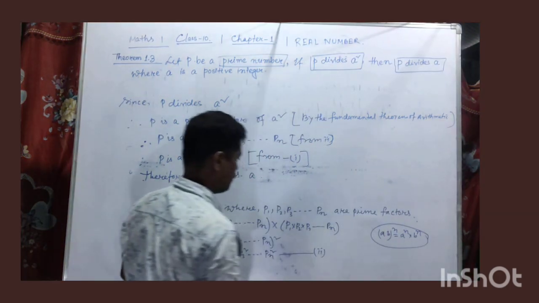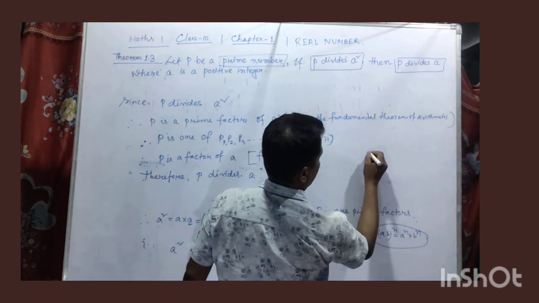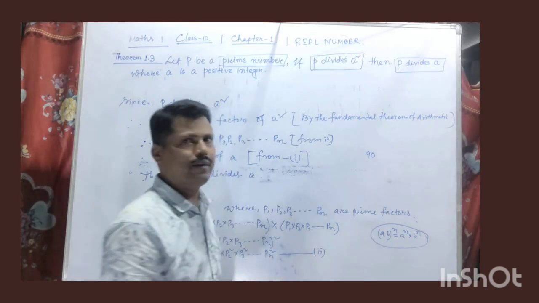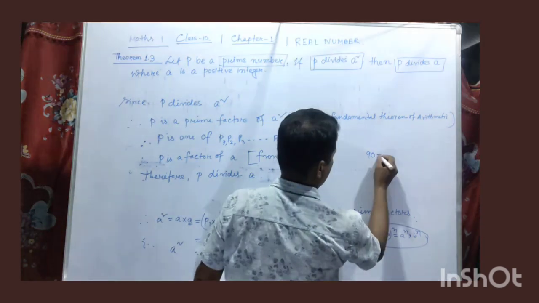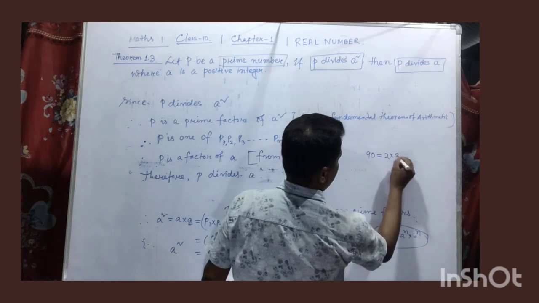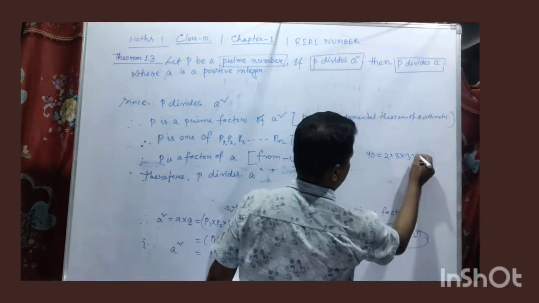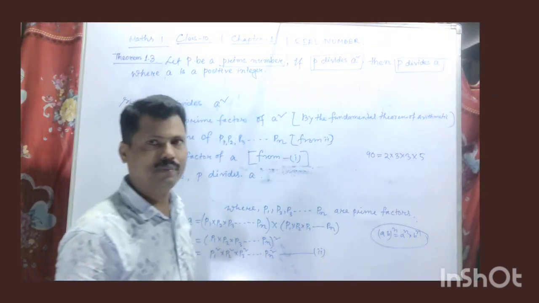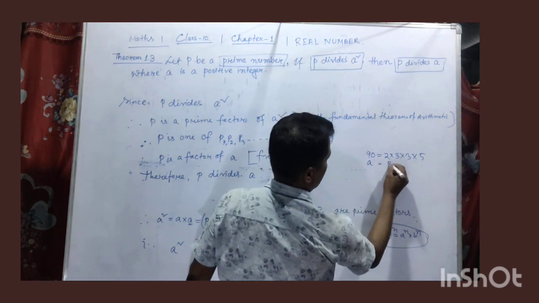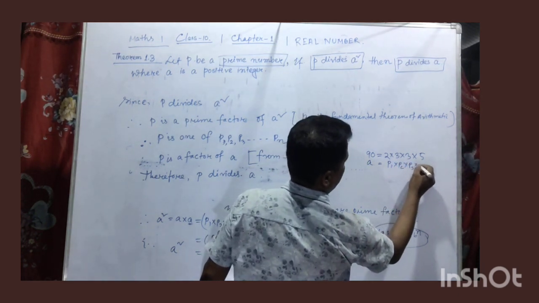If we let it be 90, then the prime factors will be what? 2 into 3 into 3 into 5. These are the prime factors. If we let it be a, and these are p1 into p2 into p3 into p4, like this.